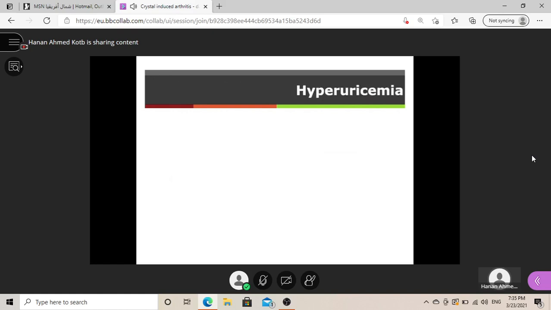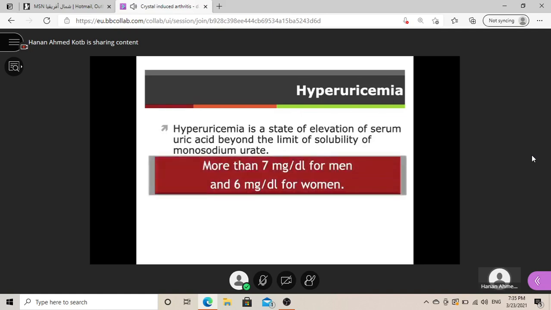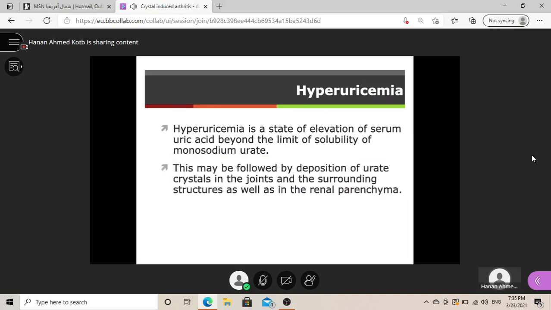So what is hyperuricemia? As the name indicates, it's elevation of serum uric acid. In order to identify the normal range, we say that hyperuricemia is a state of elevation of serum uric acid beyond the limit of solubility of the monosodium urate. For males it is more than 7 milligrams per deciliter. Usually 5 to 7 milligrams per deciliter is the normal range for men, while for women it's from 3.5 to 6 milligrams per deciliter.